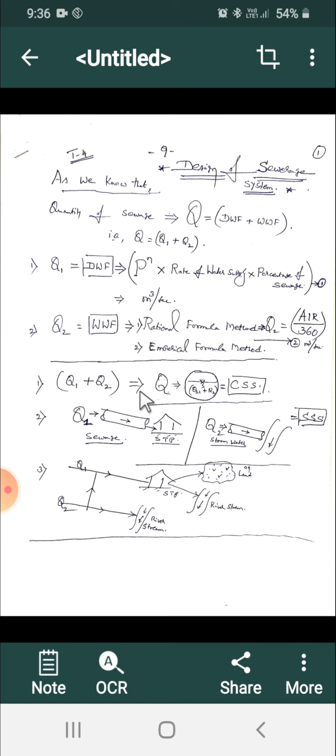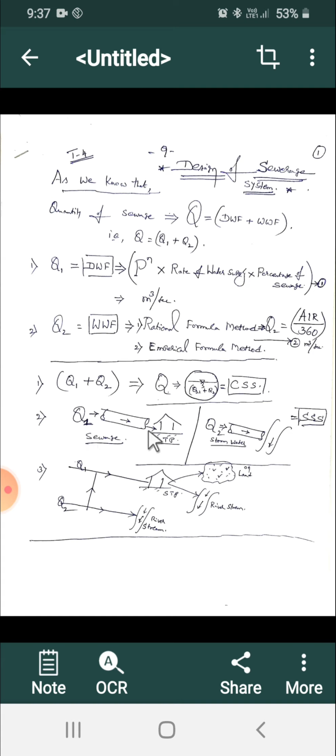Now you know already, one is the combined sewerage system, another is the separate sewerage system, and another one is the partially separate system. All are concerned with Q1 and Q2 only. One is dry weather flow and the other is storm water, that is wet weather flow. If you combine these two and pass them through a single pipe, then it is called a combined sewerage system. Try to understand the concept, please. If you provide Q1 and Q2 in separate pipelines, then it is called a separate sewerage system.